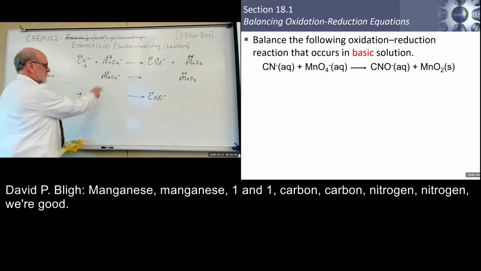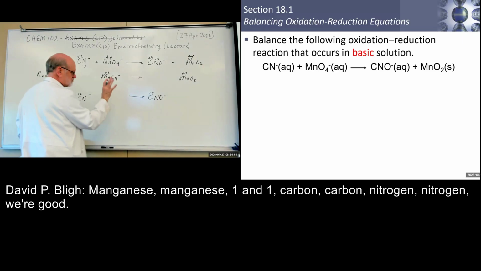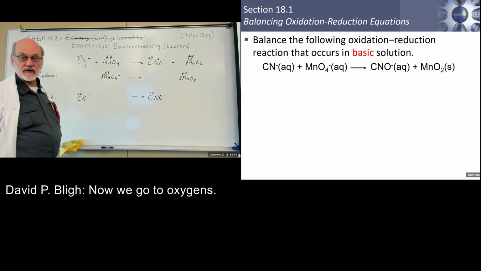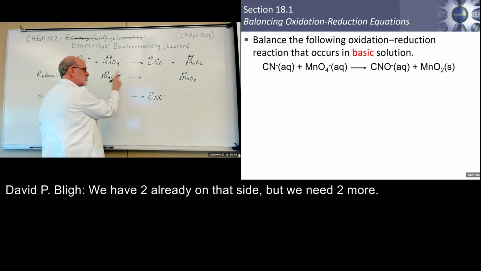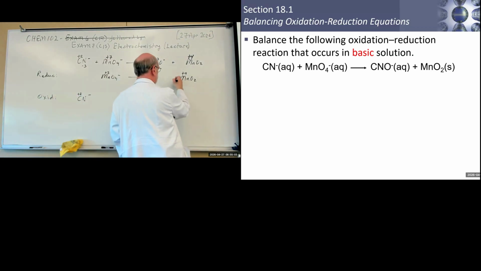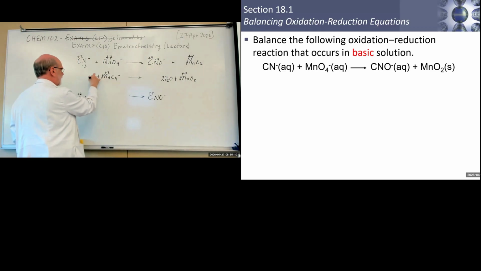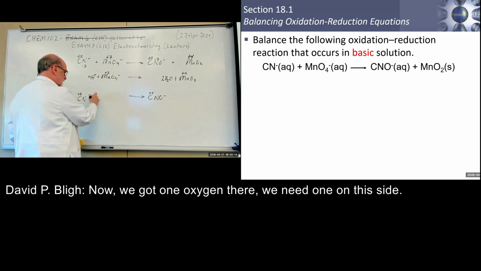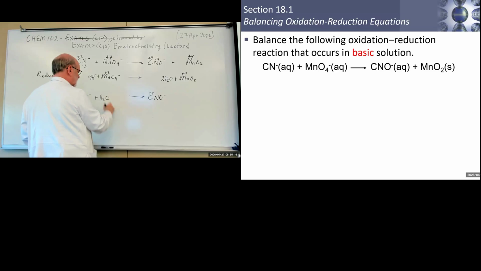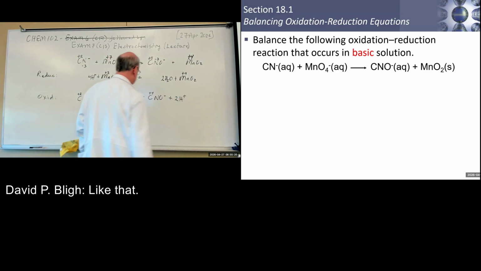Now we balance manganese, 1 and 1, carbon, nitrogen. We're good. Now we go to oxygens. We have 2 already on that side, but we need 2 more, which means we need 4 hydrogens on this side. Okay. Now we got 1 oxygen there. We need 1 on this side. And balance the hydrogens. Like that.